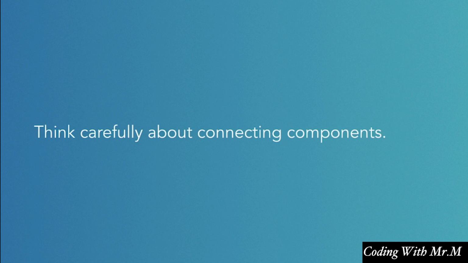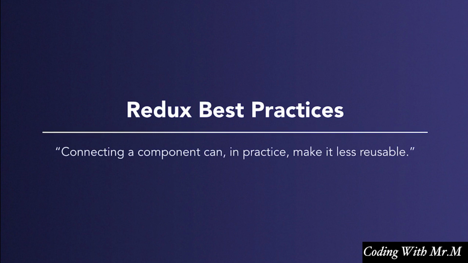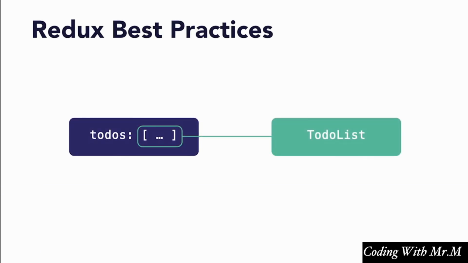The third Redux best practice is that we need to put some thought into which components we connect to the Redux store in our application. To be a little more specific here, we need to realize that connecting a given component to the Redux store has the potential to make that component less reusable from the point of view of the rest of our application. As an example, think about the to-do list component that we created earlier in the course. Right now, it's hardwired to display all of the to-dos in our Redux store. And this works, since that's how our application is designed right now, but what if we wanted to reuse this to-do list elsewhere in our app and display different collections of to-dos?